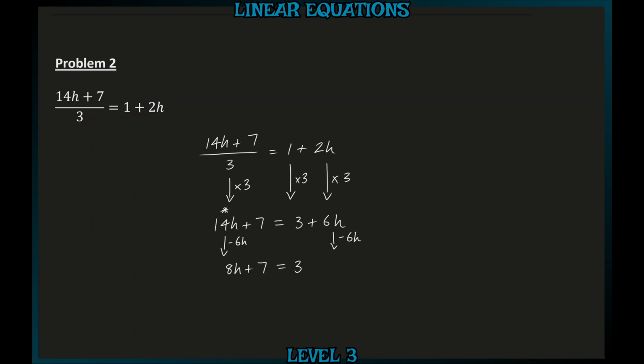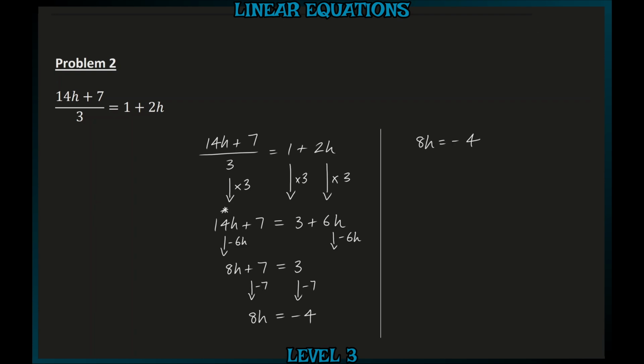Now on the left-hand side, we'd now like to remove the plus 7, so we use its inverse again, which is minus 7, and do the same on the right. On the left, the plus 7 and the minus 7 cancel out, so that just leaves us with 8h, and on the right, 3 minus 7 gives us minus 4.